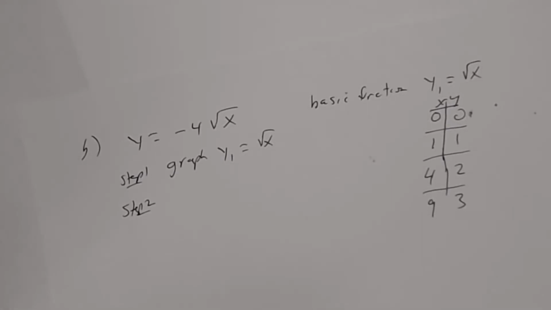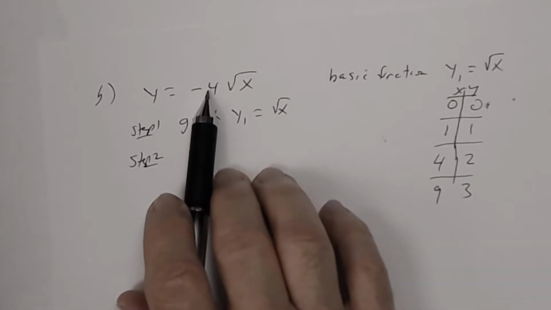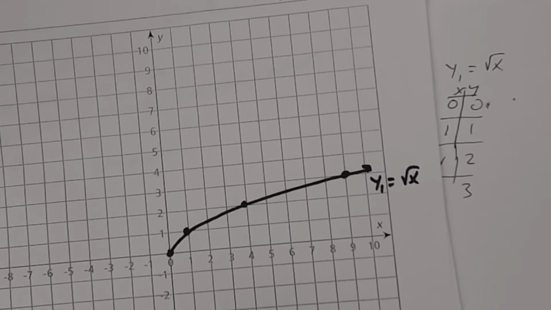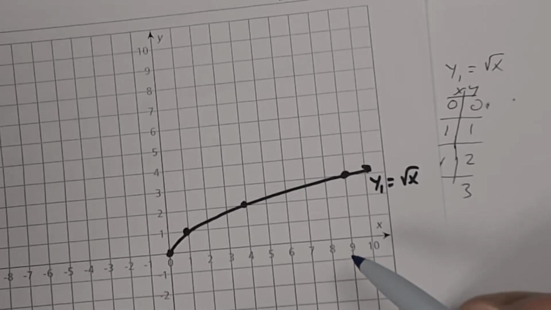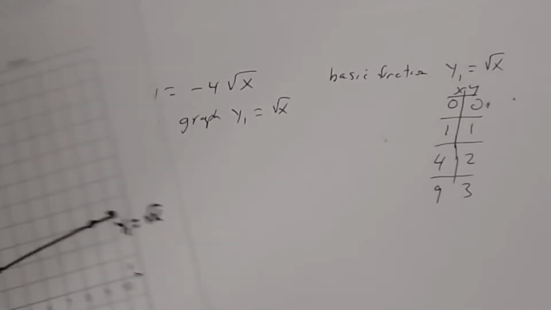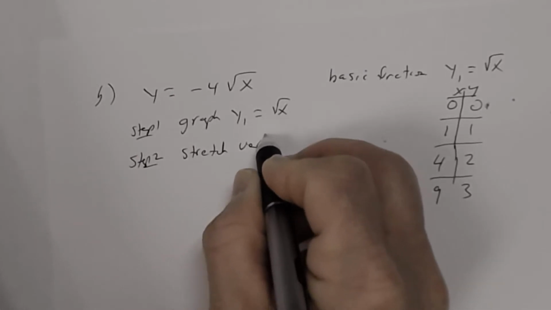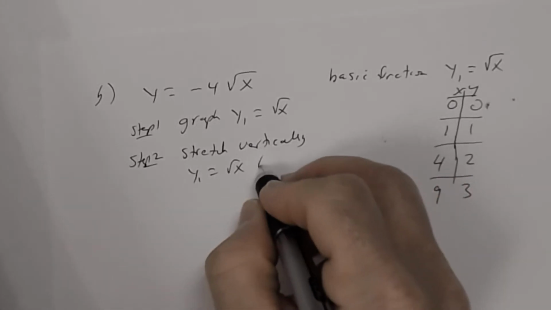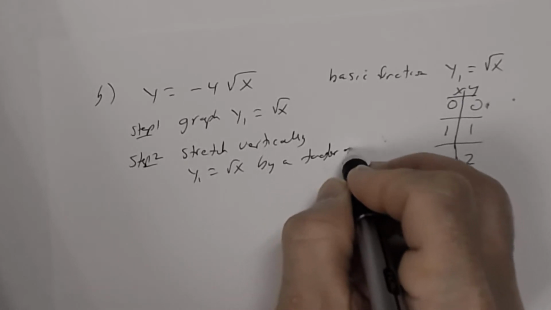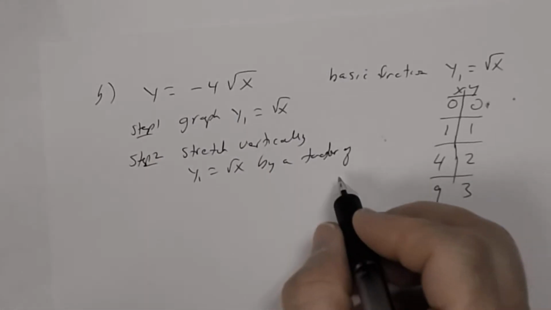Okay, so since the absolute value of negative 4 is 4, and that's bigger than 1, it's going to be a stretch. That means that every point here is going to go up by a certain factor. The way you're going to write it is: step 2 is you're going to stretch vertically y1, which equals square root of x, by a factor of 4. Well, it's right here. Your factor is 4.